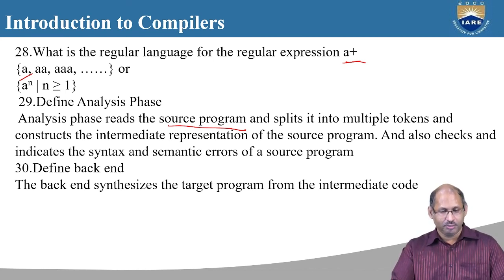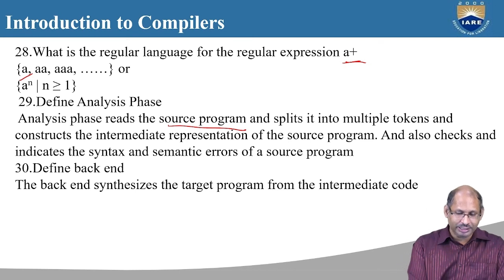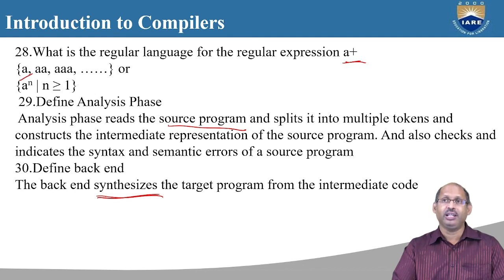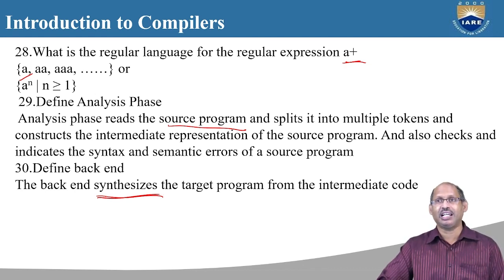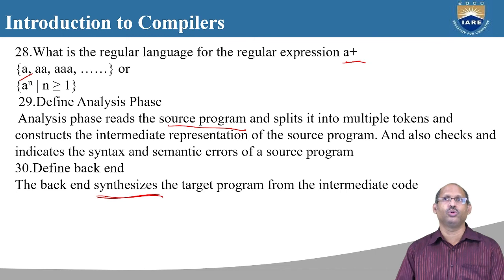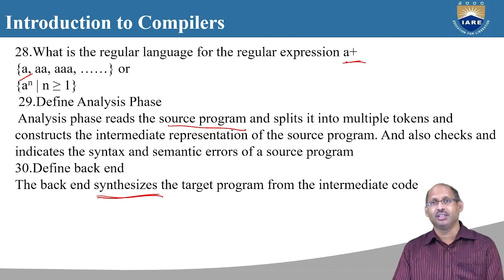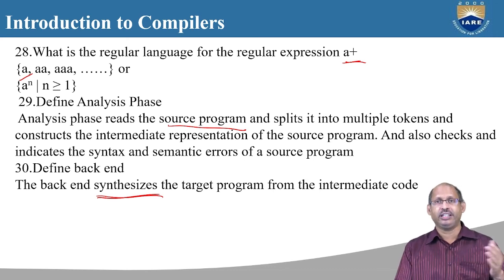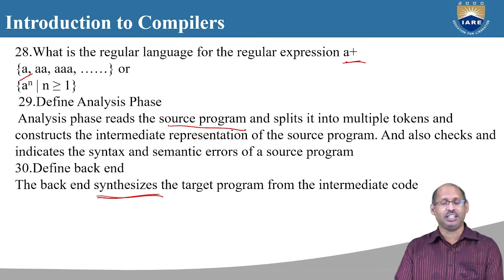Then define backend. The backend is nothing but a synthesizer of the target program from the intermediate code. It will convert the intermediate code to a target program. That is a backend. Frontend is nothing but analysis phase. Backend is nothing but synthesis phase. So these are the definitions and terminology for the first unit of compiler design.